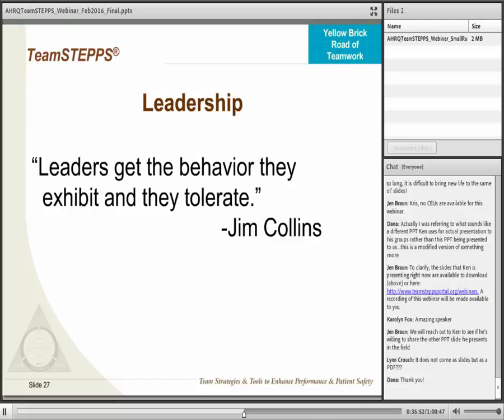The better quote in the book is the quote that says, "The enemy of great is good." The enemy of great is good. We can be good in leadership. We can be good at a team. We can be good at patient care.